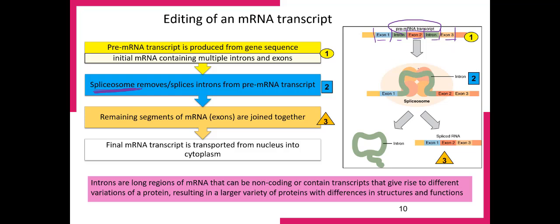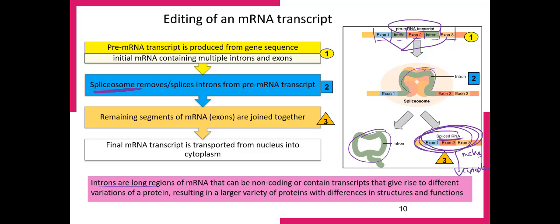When they cut it, all the introns are combined together, right? And that basically makes this shape, and all the exons are joined together. So you can see here, exon 1, exon 2, exon 3 are joined together, and the exons then form the edited or spliced messenger RNA. This is the final copy of the messenger RNA that gets transported from the nucleus to the cytoplasm.